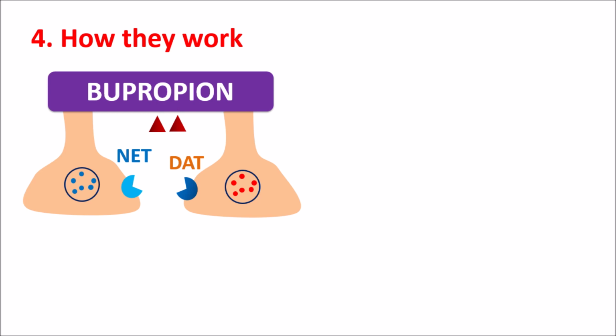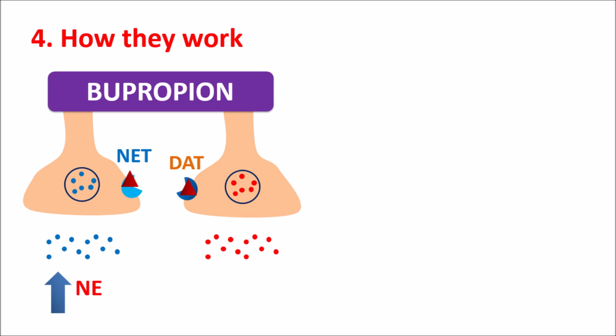This drug can bind to the norepinephrine transporter, thereby it can increase the release of norepinephrine. So this drug increases the norepinephrine transmission within the CNS. Similarly, it can block the another transporter DAT, dopamine transporter, thereby it can increase the release of dopamine, which can increase the dopamine levels within the CNS. In this way, bupropion mainly acts by increasing norepinephrine and dopamine levels within the CNS.